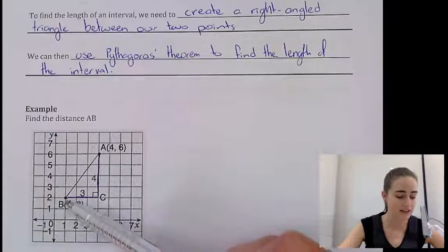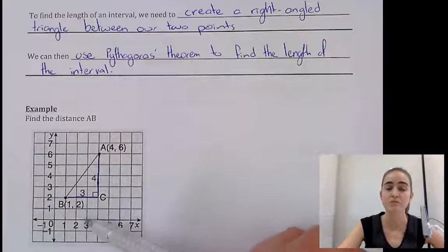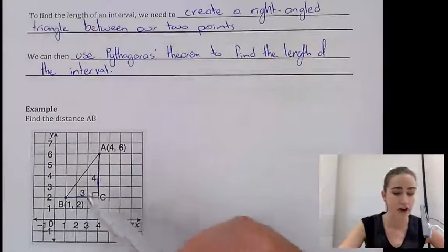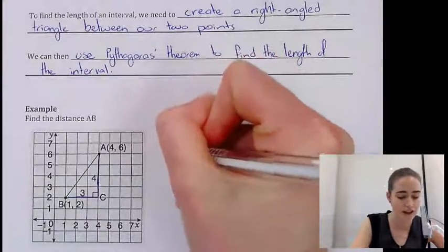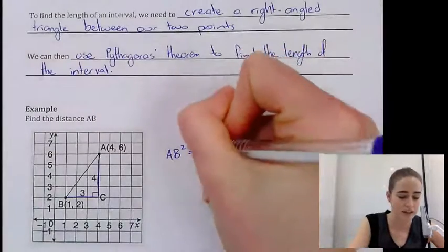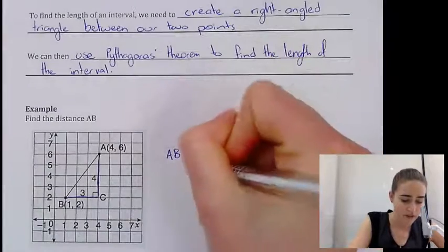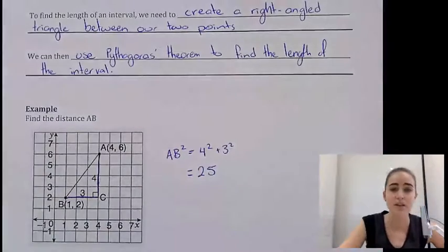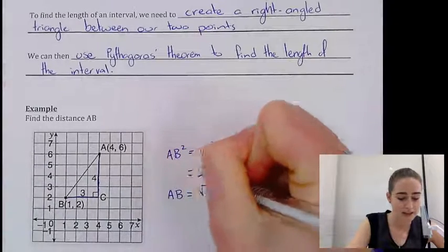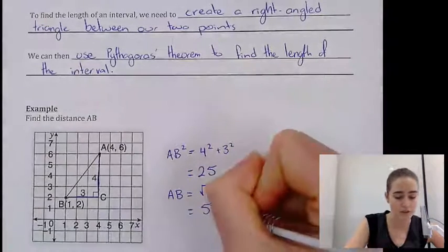We do the same with the x's. This one has an x-coordinate of 1, and this one has an x-coordinate of 4. So that means we've moved across 3 units. So now that we've got our right-angled triangle, we can write that AB squared, so that's our hypotenuse squared, is equal to 4 squared plus 3 squared. So that would give us 25 if we popped it in a calculator, or you can figure it out without one, which means that AB has to be the square root of 25, which is 5 units.